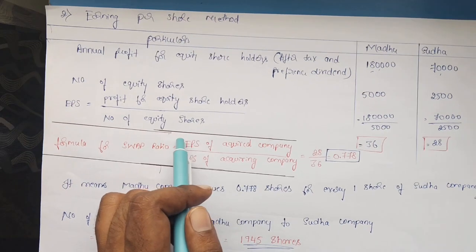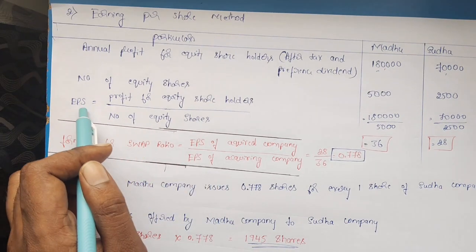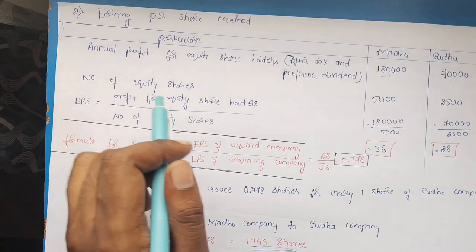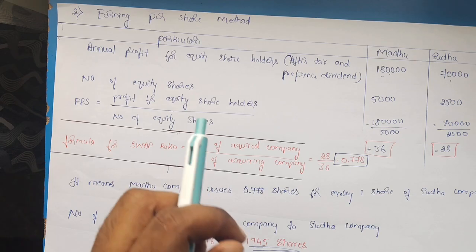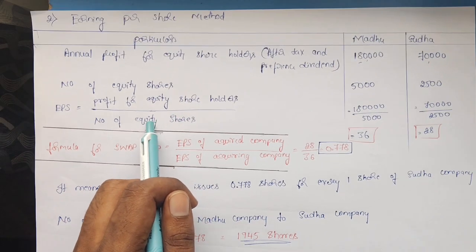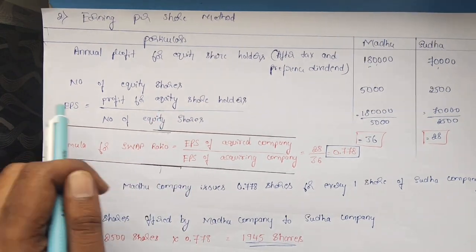Earning per share: first we need to ascertain the earning per share. The formula is earning per share equals profit for equity shareholders, that means the earning available to equity shareholders, which is the net profit after deducting depreciation and tax, divided by the number of equity shares. So we will get the earning per share.